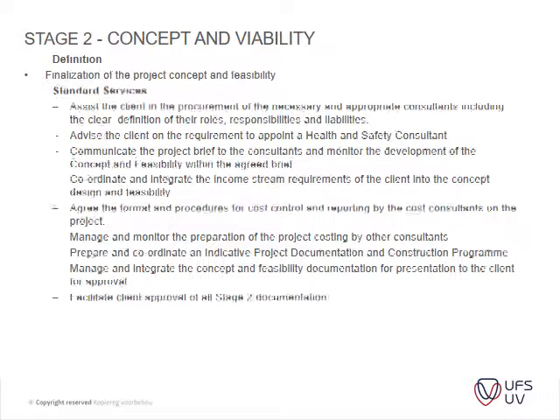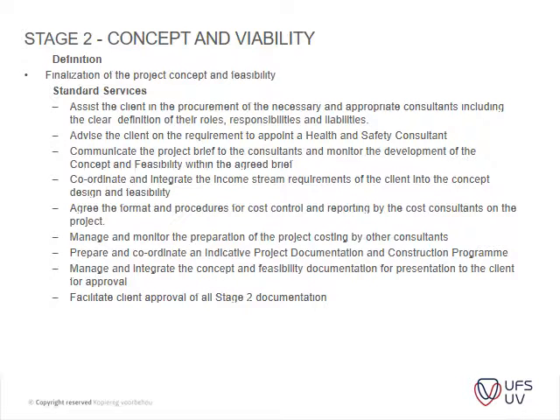Then we get to stage 2, our concept and viability. So now you basically go through the documentation again. You make sure what the design is, and the information is expanded, etc. So this is basically what is done in the concept and viability. And then you facilitate the approval. The main thing is now, okay, now we're putting meat to the bones and seeing whether the project is actually feasible. Will it fit within the budget?